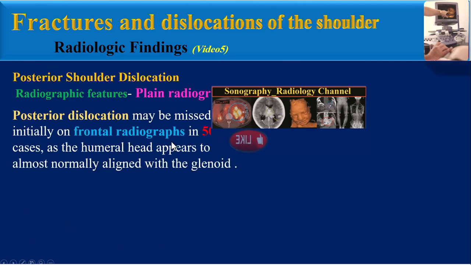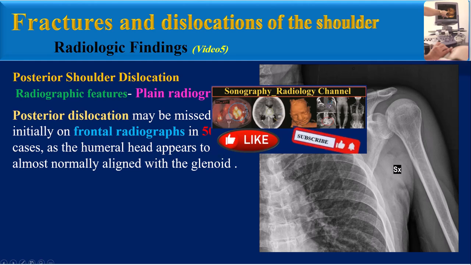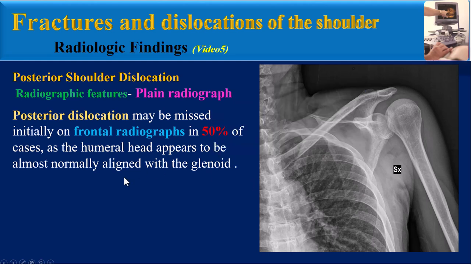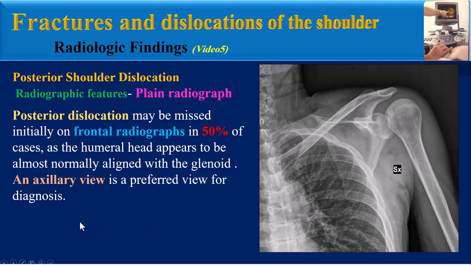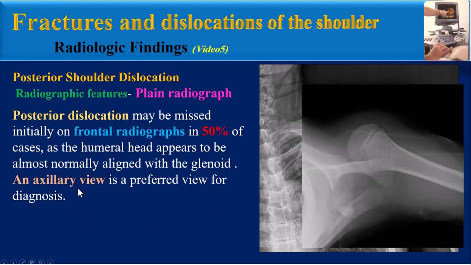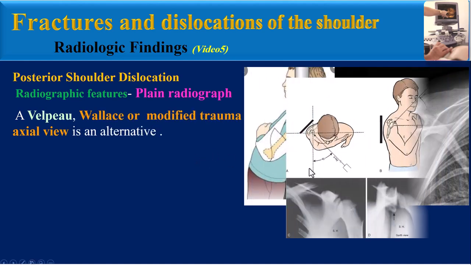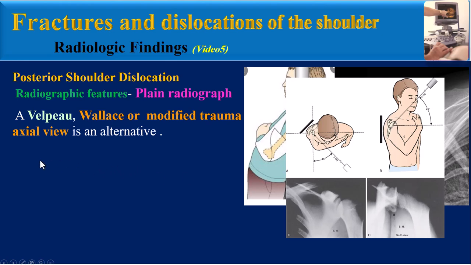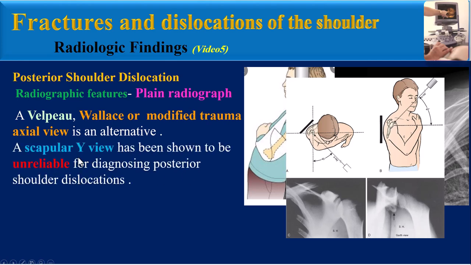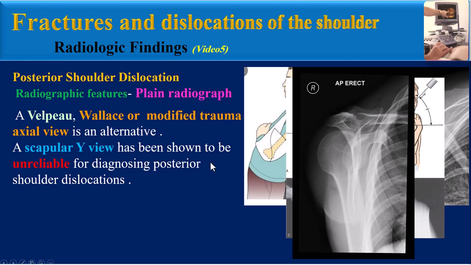Posterior dislocation may be missed initially on frontal radiographs in 50% of cases as the humeral head appears to be almost normally aligned with the glenoid. An axillary view is the preferred view for the diagnosis. A Velpeau, Wallace or modified trauma axillary view is an alternative. But we must know that a scapular Y view has been shown to be unreliable for diagnosing posterior shoulder dislocations.